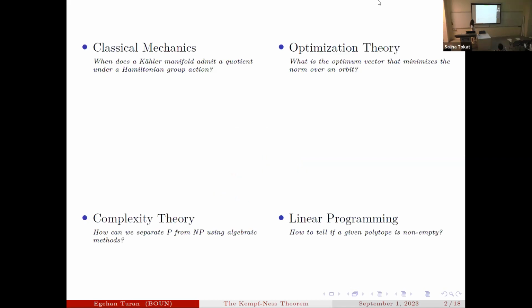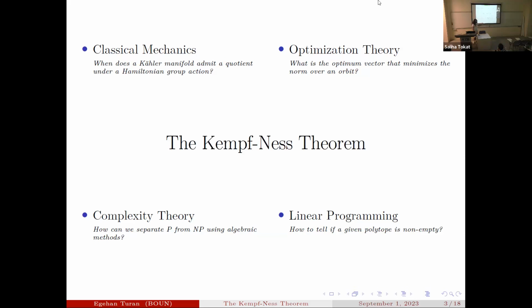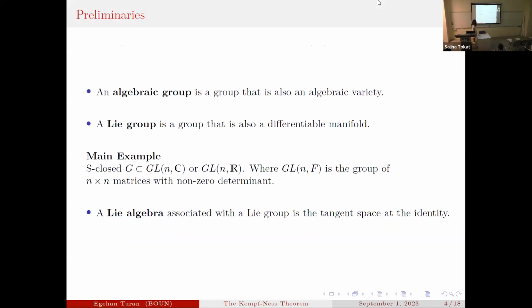So here I have four seemingly unrelated areas. One of them is classical mechanics, and I'm sure all of you know what this is. Optimization theory deals with how to optimize things and how to do it efficiently. And I have complexity theory, which deals with how fast algorithms work and how to make them faster, or even whether you can make them faster. And linear programming is a sort of programming. These four seemingly unrelated areas have one thing in common, and that is the Kempf-Ness theorem, which I will be presenting today.